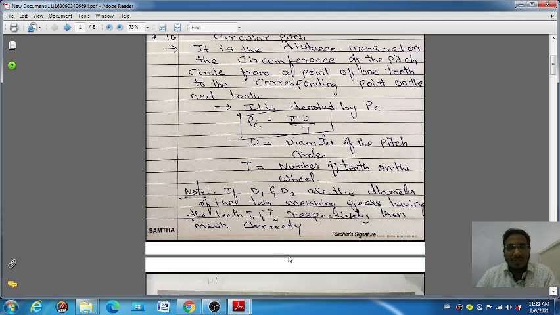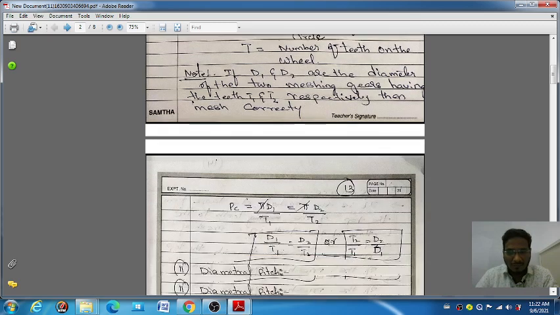Note, if D1 and D2 are the diameters of two meshed gears, means the two gears are meshed to each other, they have two different diameters. Because if it is the same diameter, it will not mesh. D1 and D2 are the two different diameters of the gears meshed to each other. At that time the two different numbers of teeth will be T1 and T2 respectively.